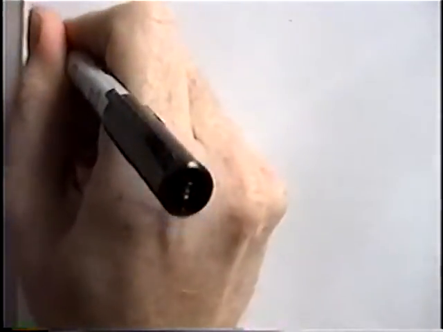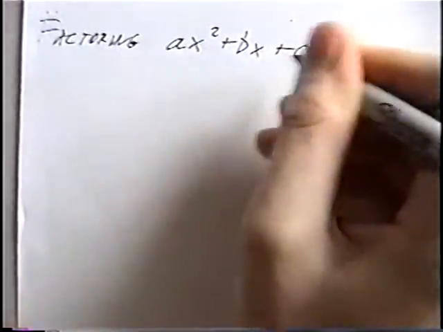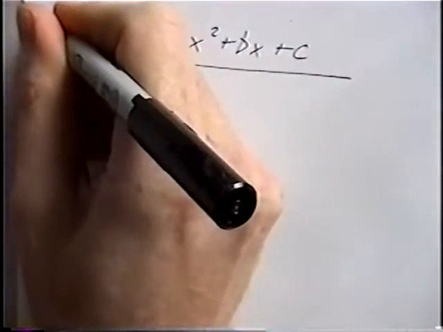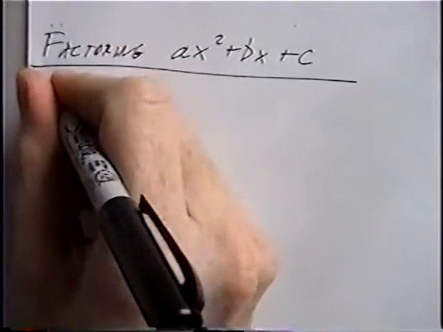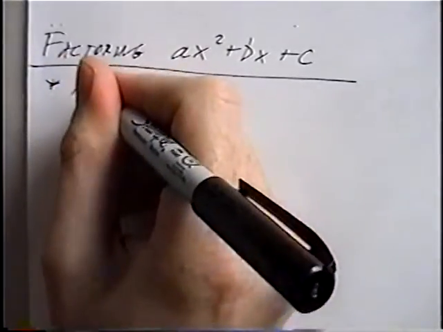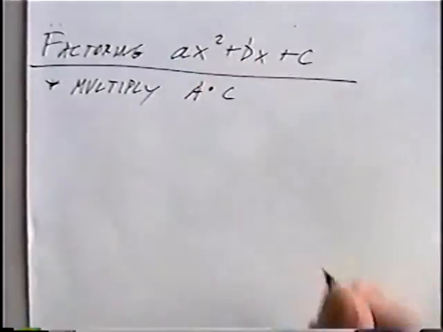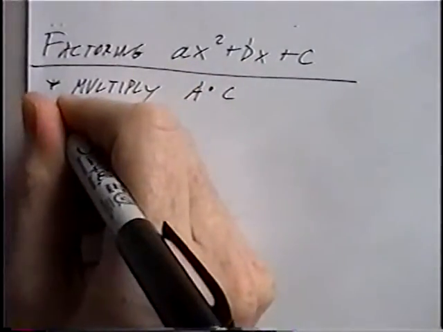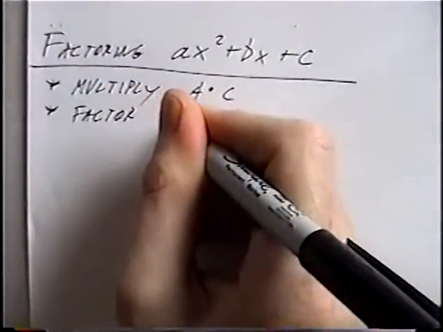Title of the first section of notes is factoring. ax squared plus bx plus c. Two definitions for the section. First definition is multiply a times c. And the second definition, we're going to use factor by grouping.